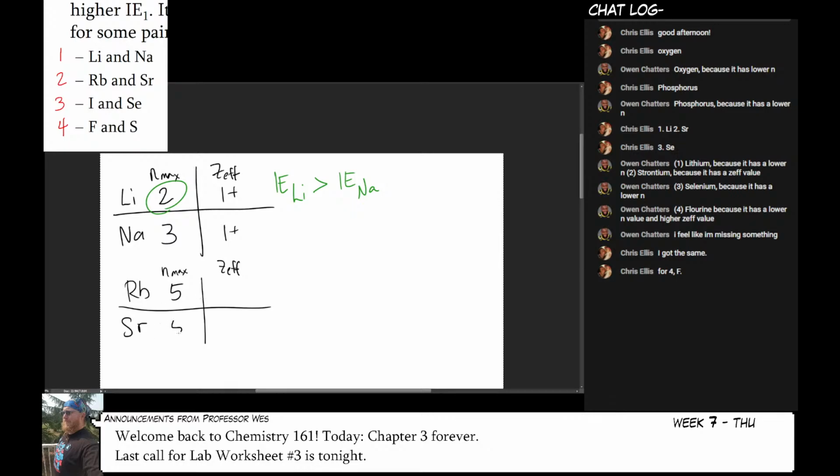Rubidium is period 5, so that's got an Nmax of 5. Strontium is right next door, so that's kind of a wash. We can't really use that. But if we go to Z effective, we get the answer. So strontium must have the higher ionization energy of the two because Z effective is greater for the same N value.